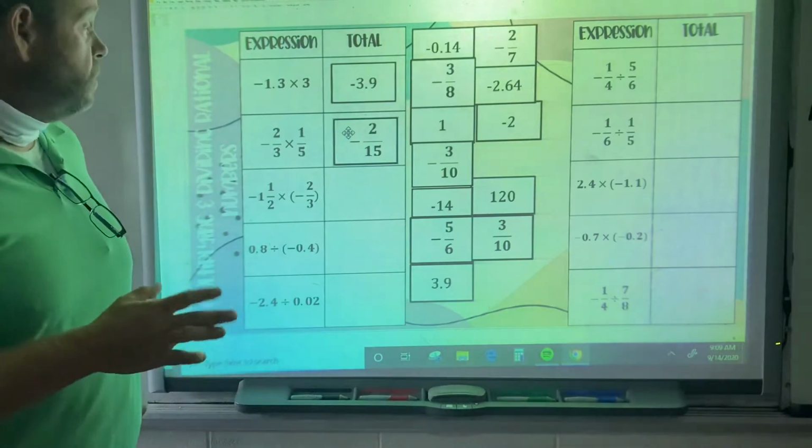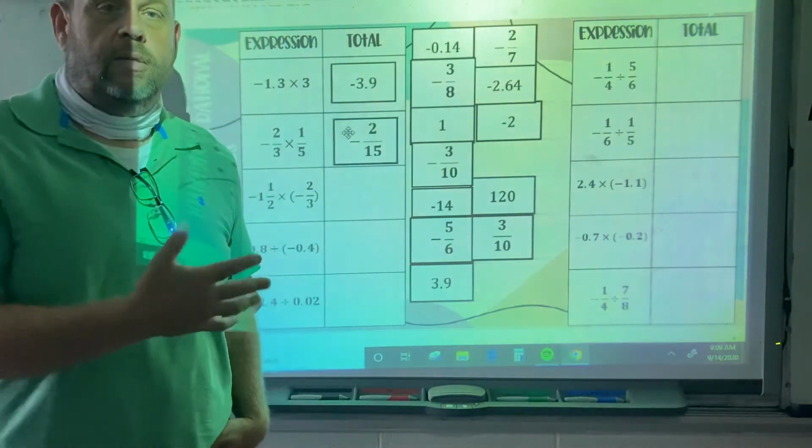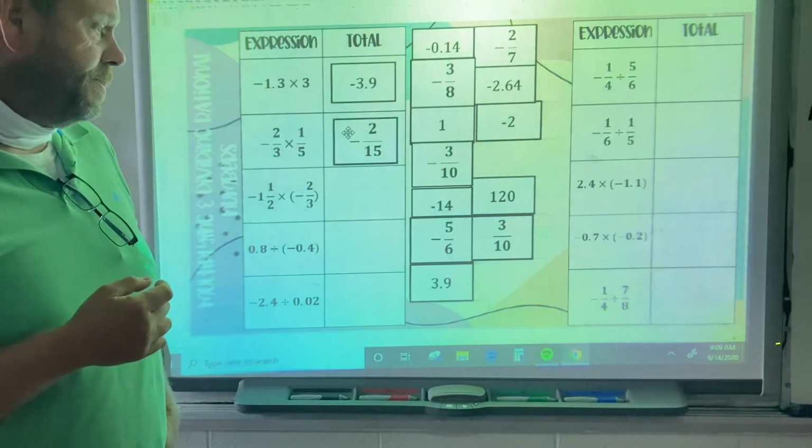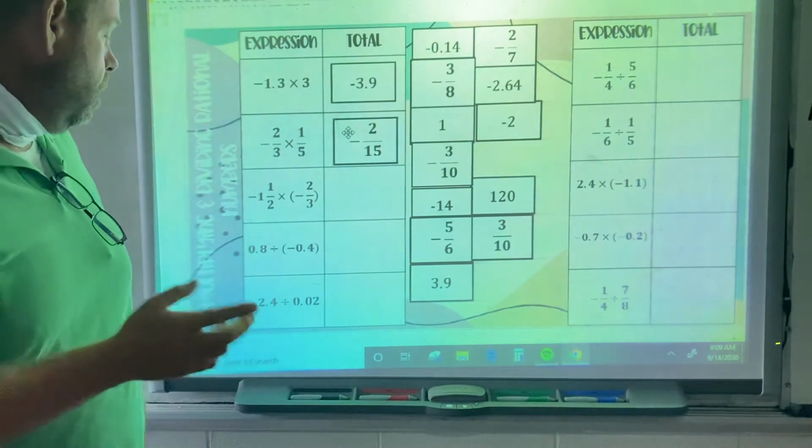All right, so I've done a couple of multiplication ones. Let's do a couple of the division ones. Let's do this one.